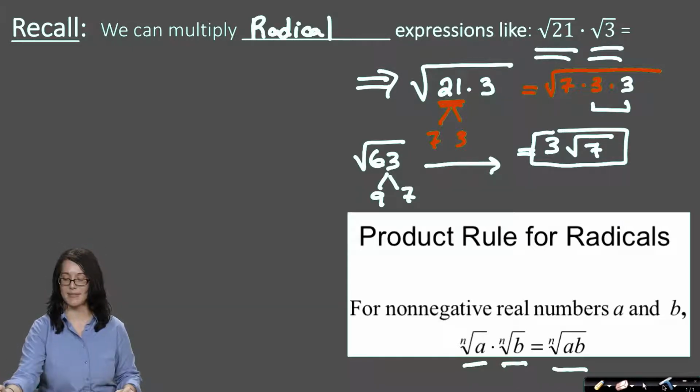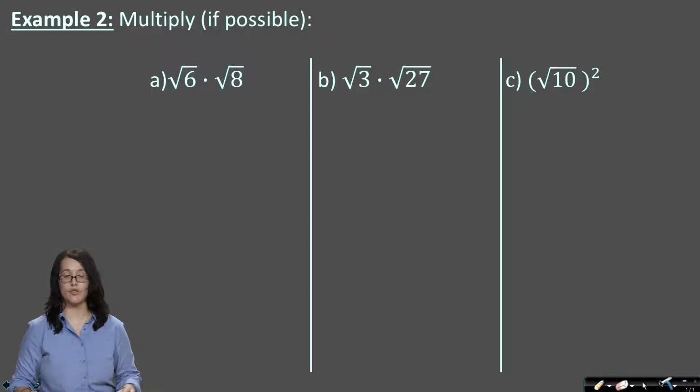Let's practice this skill in the next slide. Example 2 says, multiply if possible. In part A, we have the square root of 6 times the square root of 8. See if you can pause the video and try this on your own, just like we did the last problem.